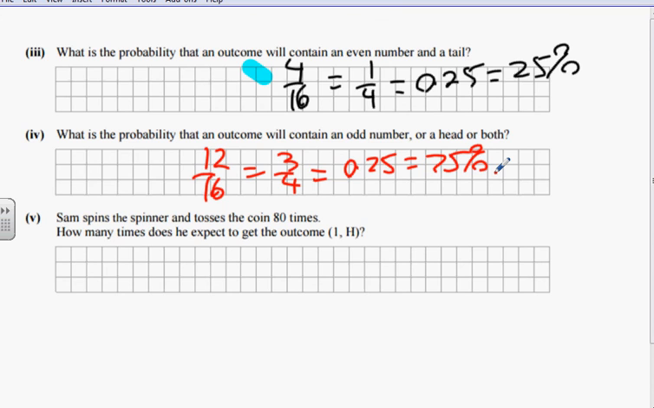Sam spins a spinner and tosses a coin 80 times. How many times does he expect to get a 1 and a head? It's 80 multiplied by the chance that you get that result, which is 1 over 16. So it's 5. Everybody get that one?